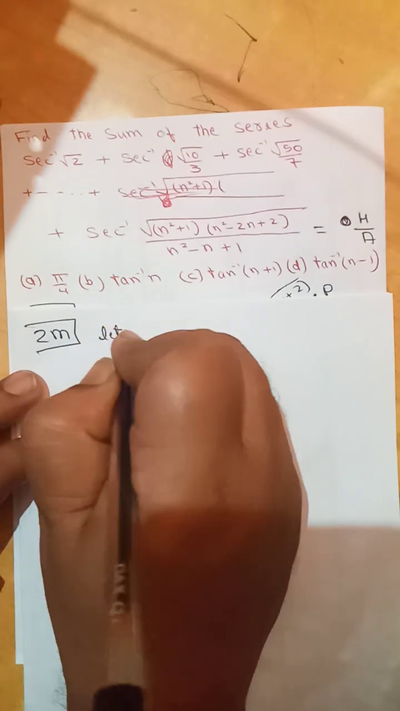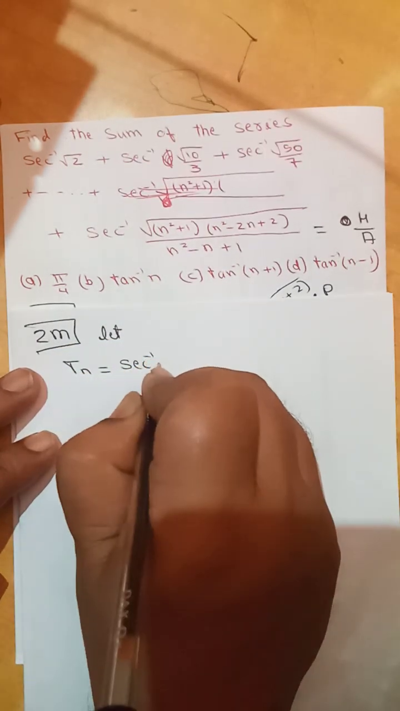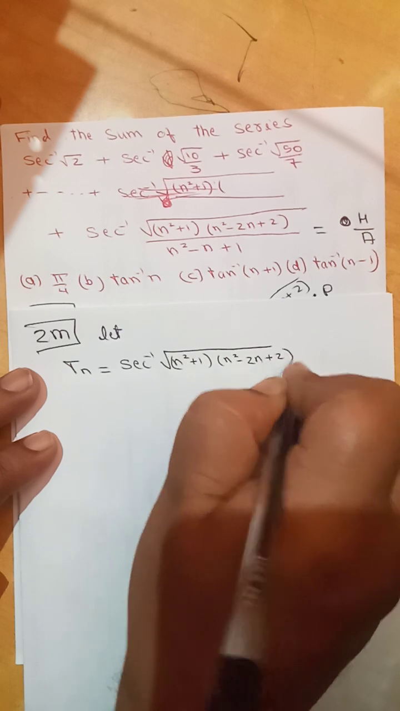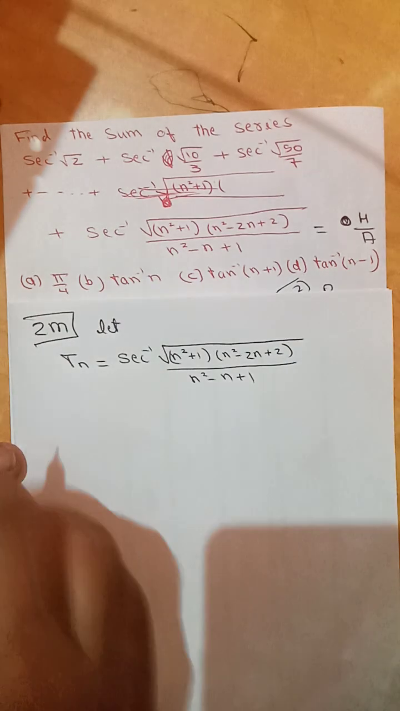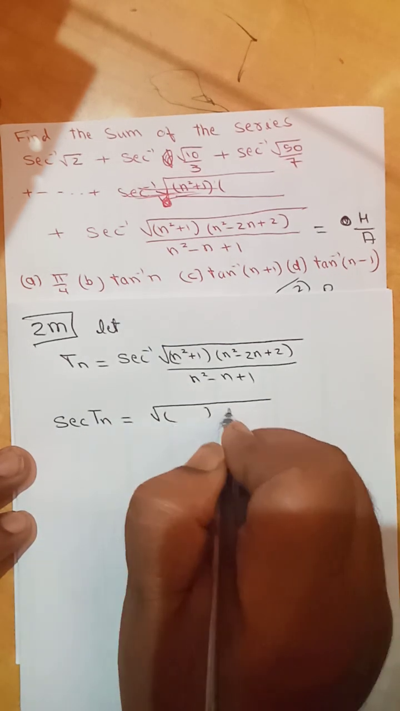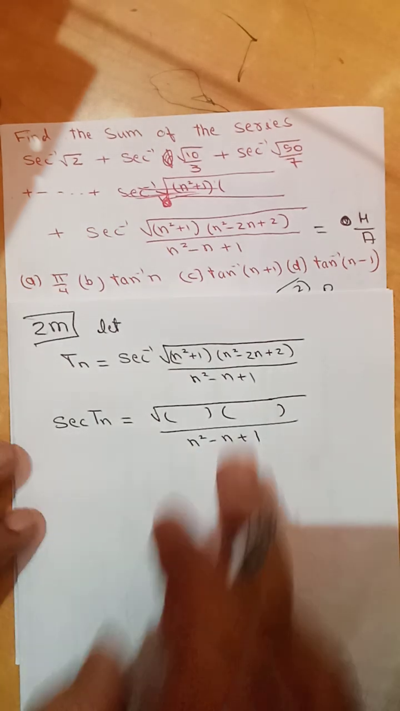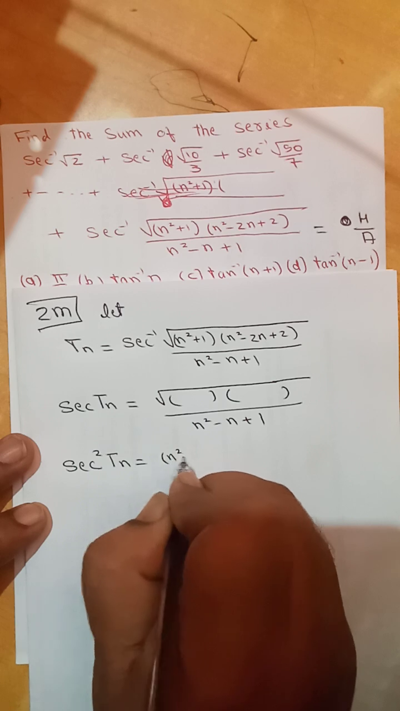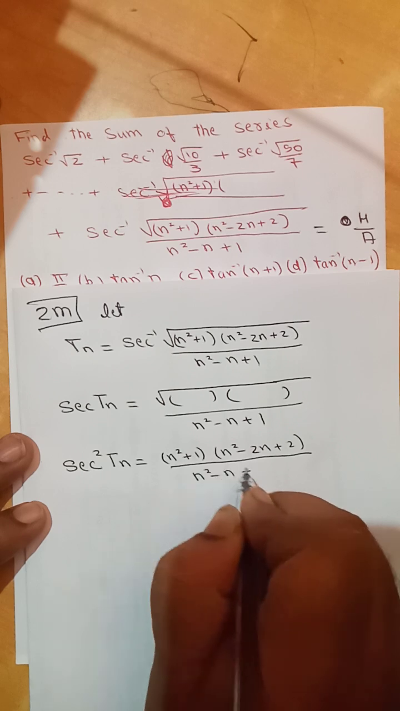Let general term, this is the general term. Tn is equal to sec inverse of root of n square plus 1, n square minus 2n plus 2 whole divided by n square minus n plus 1. Okay. Now shift this sec inverse to LHS side. Sec of Tn is equal to whatever is the right as it is, divided by n square minus n plus 1. Now squaring it. Square it. Secant square of Tn is equal to n square plus 1, n square minus 2n plus 2 whole divided by n square minus n plus 1.